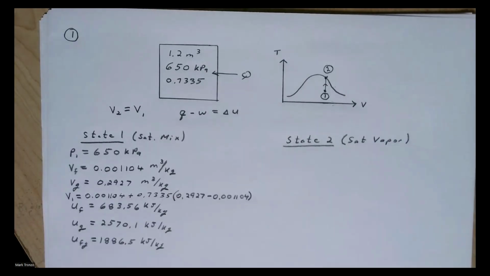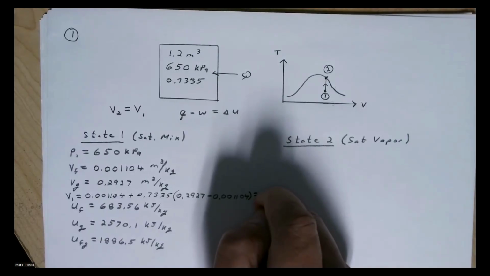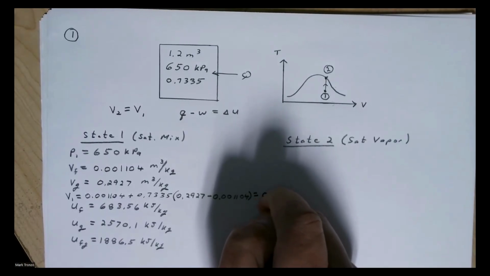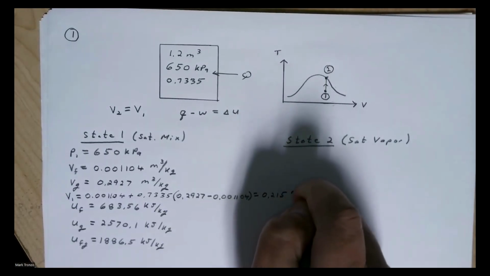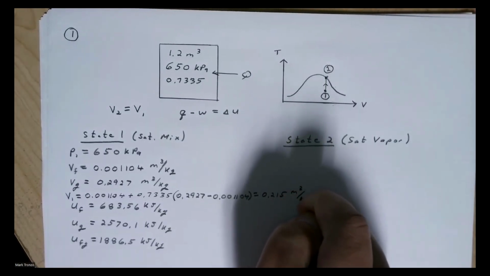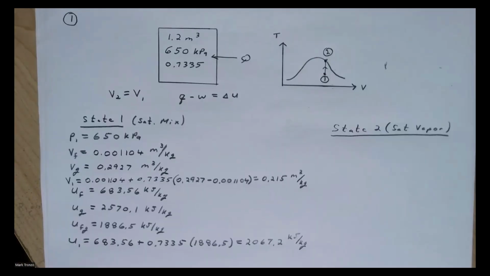So we have this. And again, if you forgot how to calculate this, go back to the earlier video. I'll have it linked below, as to how to use the tables and how to get these values. So we have this, and when you put this on your calculator, this comes out to be 0.215 meters cubed per kilogram, like this.